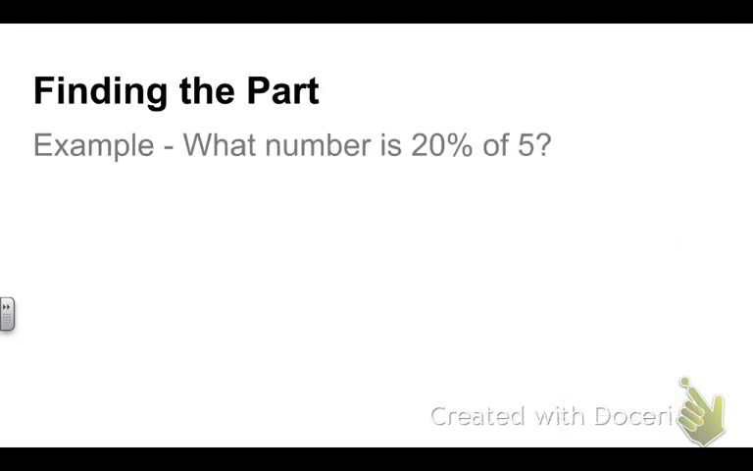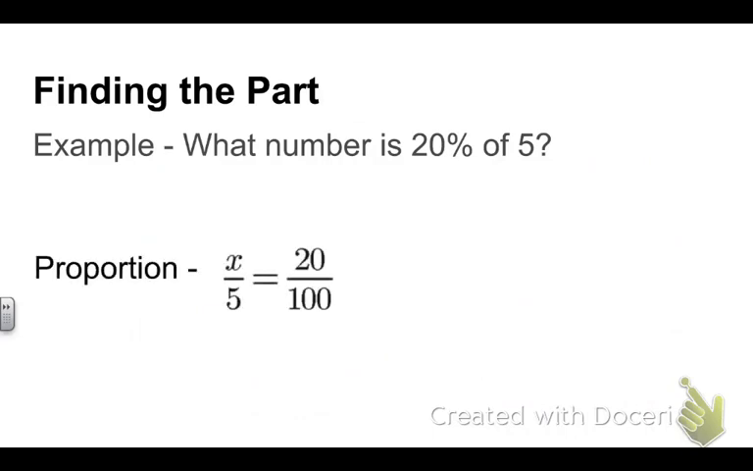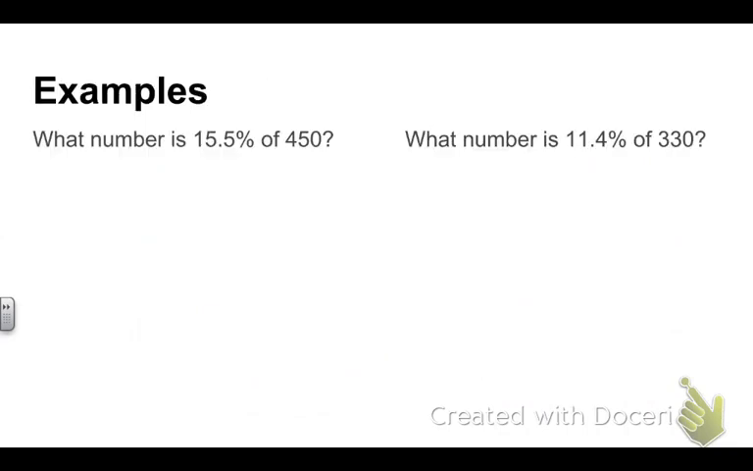So finding the part, examples that you might see are: what number is 20% of 5? The way that you would write that is x over 5 is 20 over 100. So some examples here that we can do. What number is 15.5% of 450?